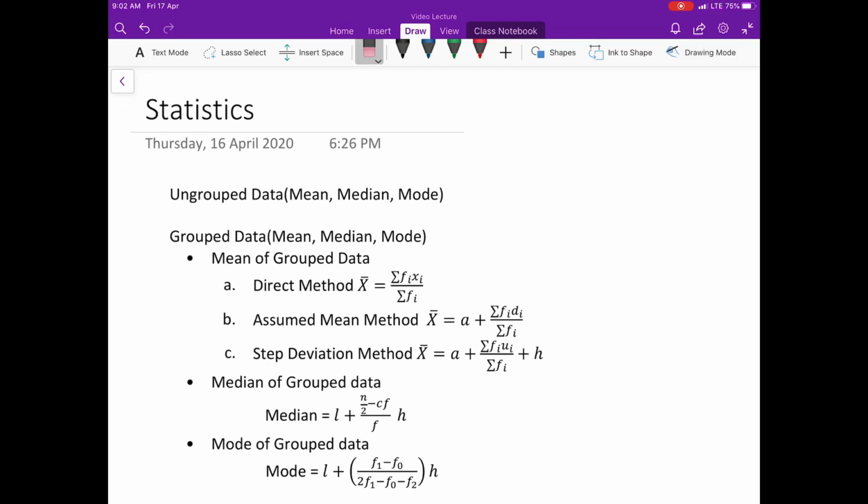Dear students, in this video we studied the methods of finding mean of grouped data. In the second video, we will see median of grouped data and mode of grouped data.